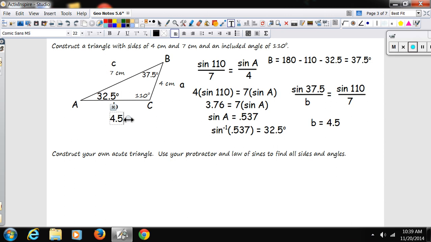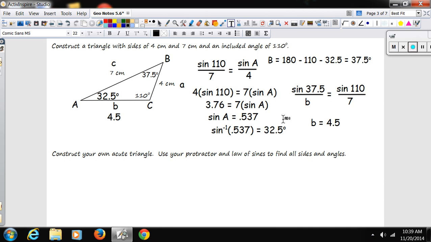Now check. Smallest angle is which angle? 32.5. Is A the smallest side? Yes, it is. 4 is smaller than 4.5. So C is the biggest angle, C is the biggest side. So it does work. So that's using law of sines to solve a triangle that's not a right triangle.